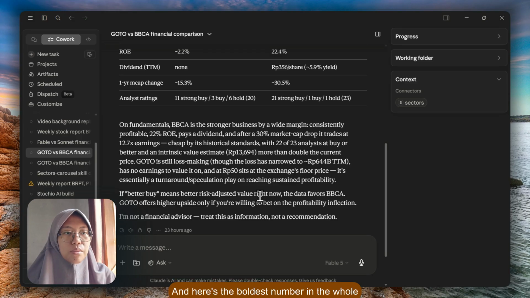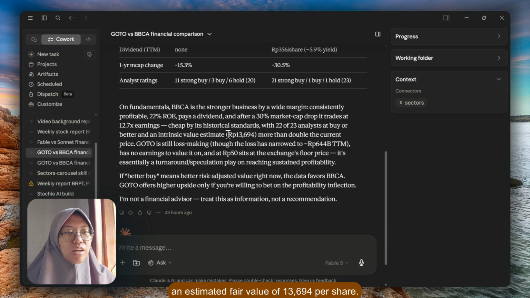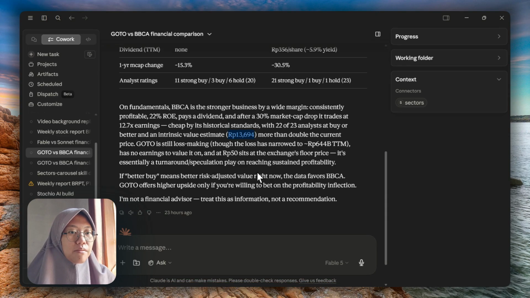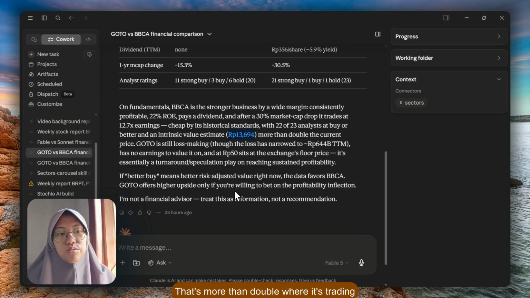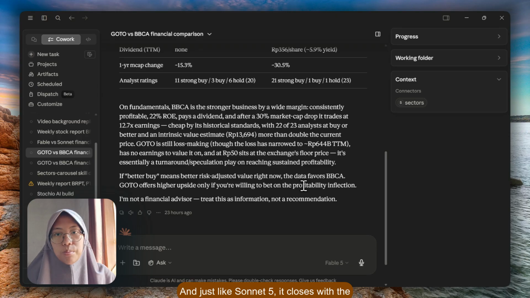And here's the boldest number in the whole answer. Fable 5 puts out an actual price target for BBCA, an estimated fair value of 13,674 per share. That's more than double where it's trading right now. In its final call, if better buy means better value for the risk right now, the data points to BBCA. GoTo could still pay off big, but only if you are willing to bet on it actually turning profitable. And just like Sonnet 5, it closes with the same kind of disclaimer. This is information, not advice.